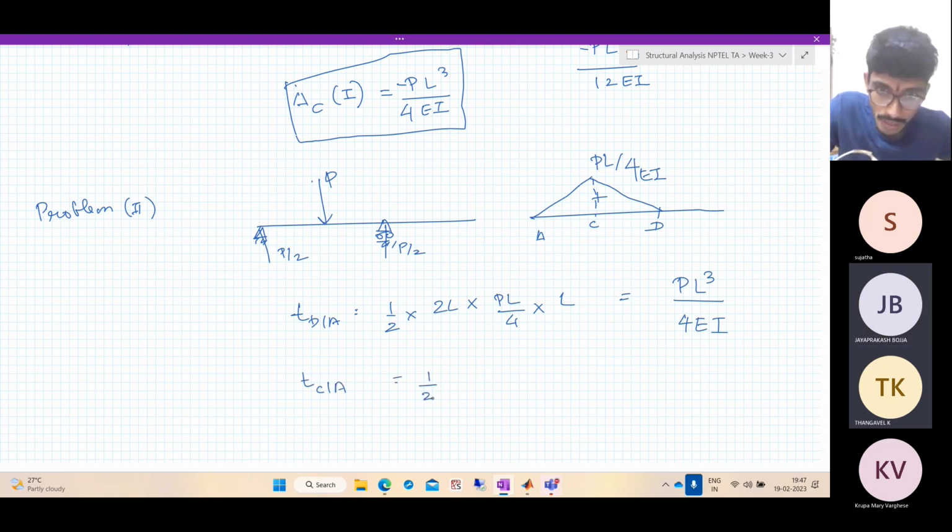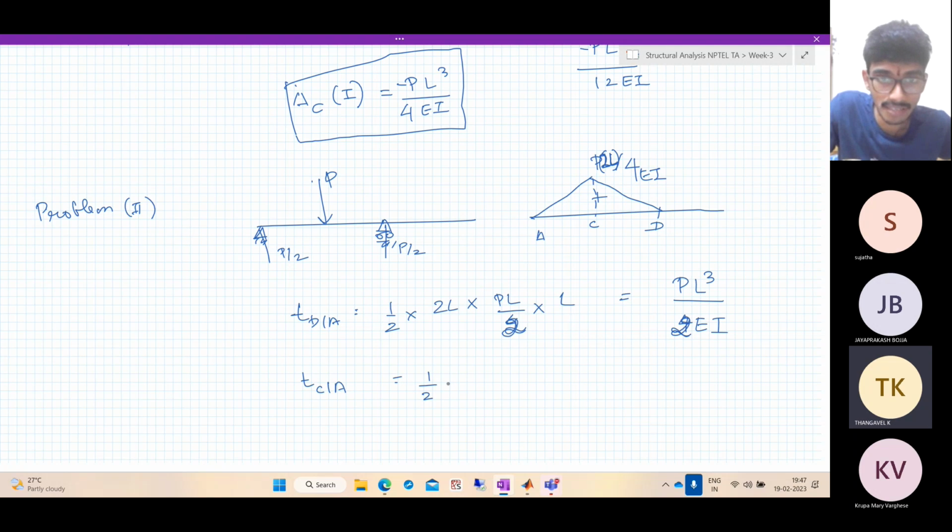Sir, one doubt. Yes. The triangle height that is PL by 4, I think it should be PL by 2. Oh yes, yes. Bending moment is P into 2L by 4, so it has to be PL by 2. Thank you for pointing out, it's a mistake. So this will be PL by 2EI.